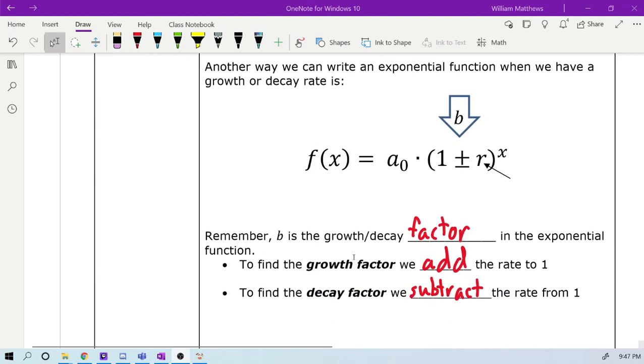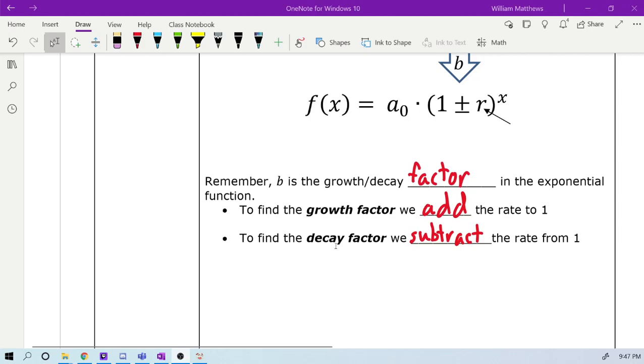B originally was that factor. Now we can say, like I stated, we add to 1 in order for it to be a growth, or we subtract from 1 in order to be a decay.